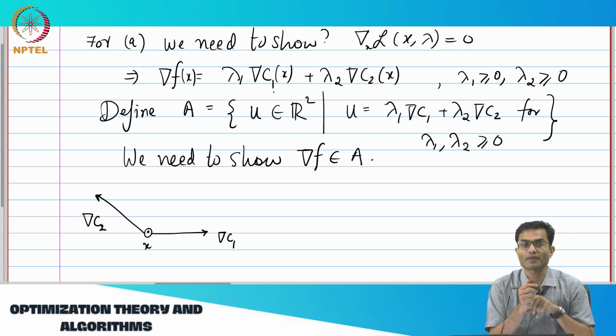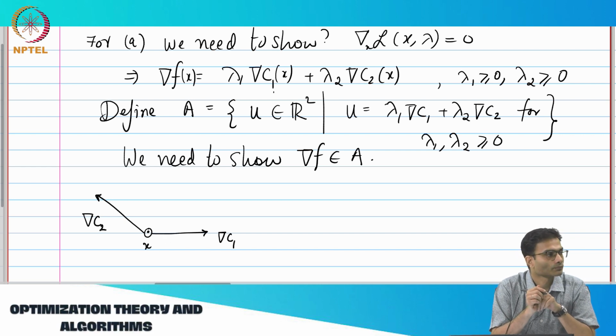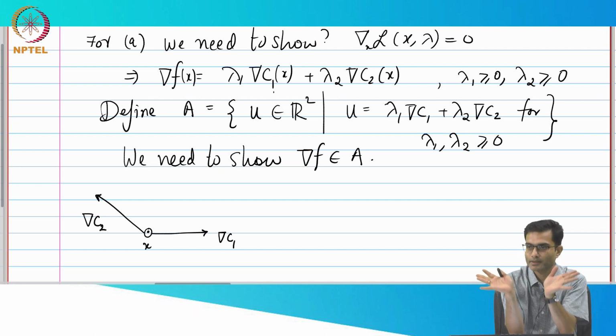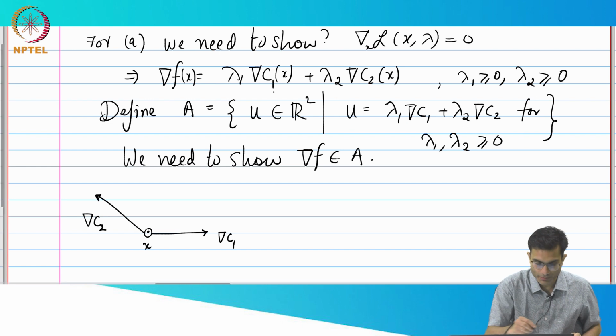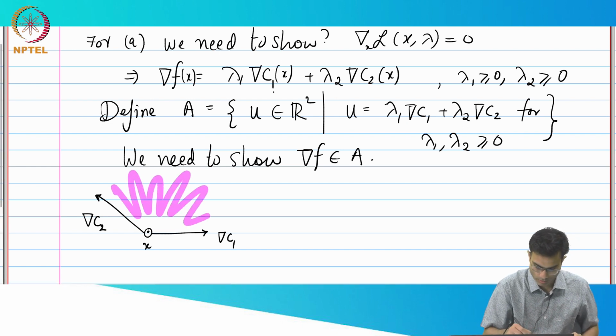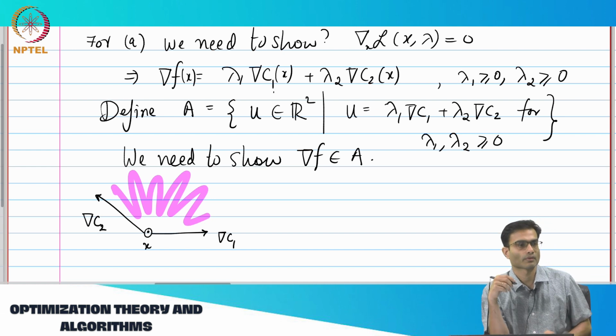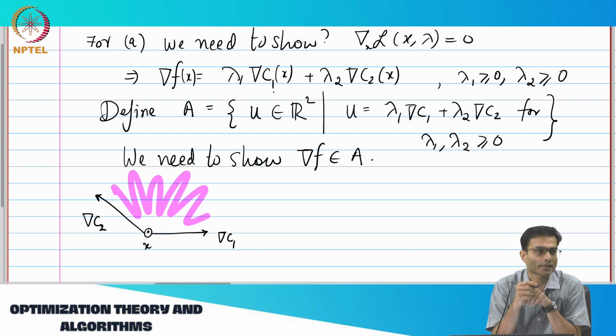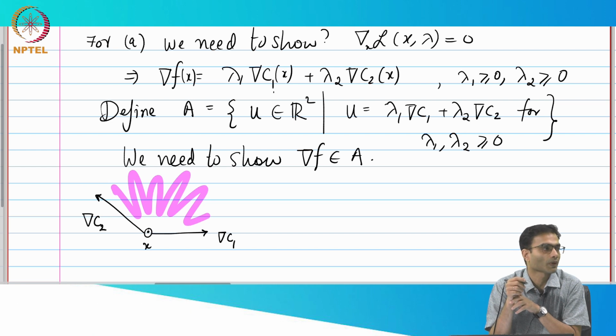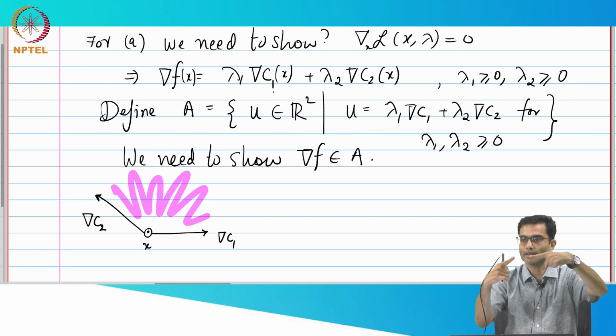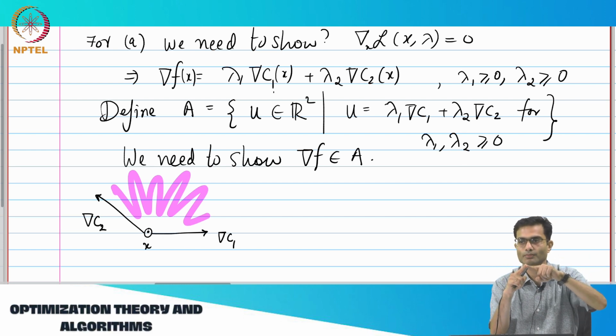So which way is my cone? Where is my cone? Upside, right? It is this top half region over here. So if I were to sketch it over here, the way to quickly check it is, supposing I do lambda 1 equal to lambda 2 equal to 1, where will I be pointing? I will just be joining the parallelogram and coming to that point. That point has to belong to this.